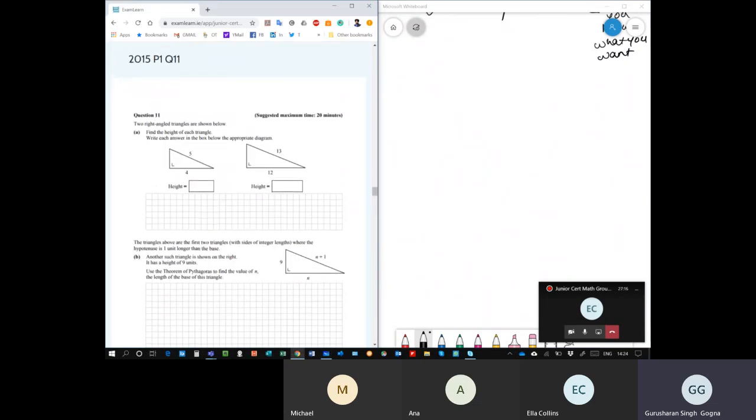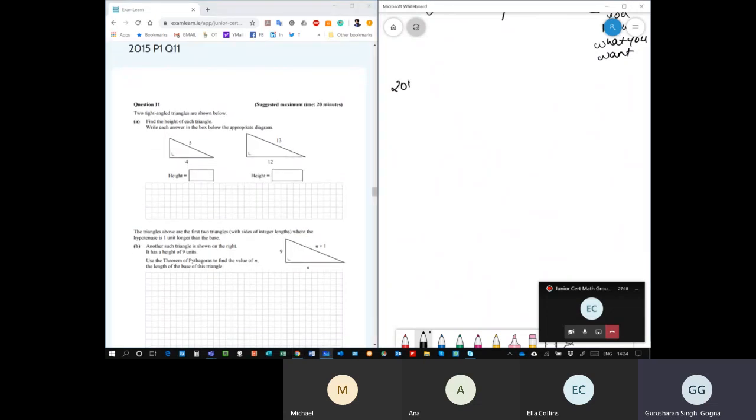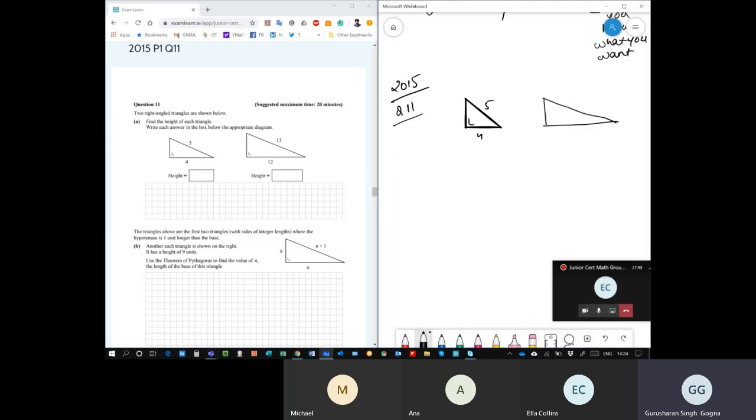This is the 2015 paper, question 11. Two right angle triangles are given below. Find the height of each of these triangles. So there are two triangles. This is 5, this is 4, this is 90. And there's another triangle: this is 13, this is 12. Let's call this height x and this one y.